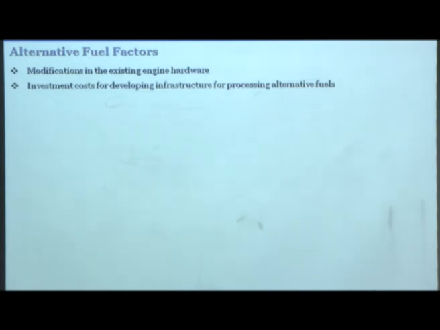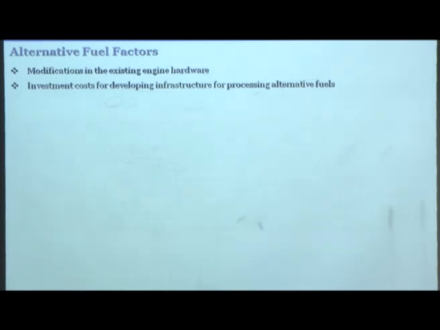Would you do that? Answer is you will not do that, because that will require almost your entire engine to be changed. If the extent of modification that is required in the engine for adapting to a new fuel is very high, then this acts as a deterrent. Okay. So the first factor is that the extent of engine hardware modification required should be low. The second is investment cost required for developing infrastructure.